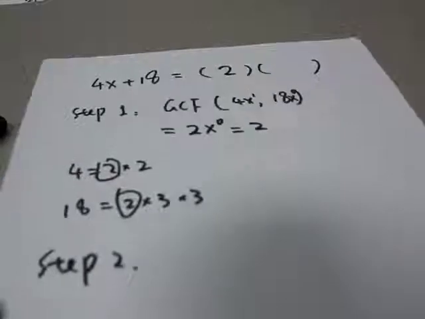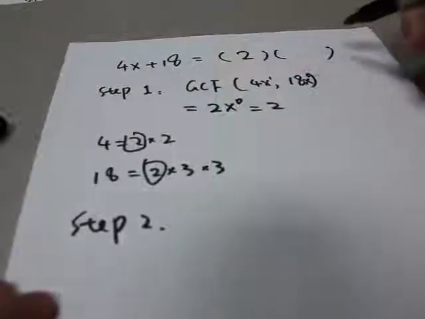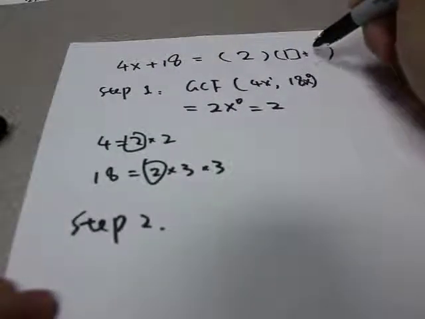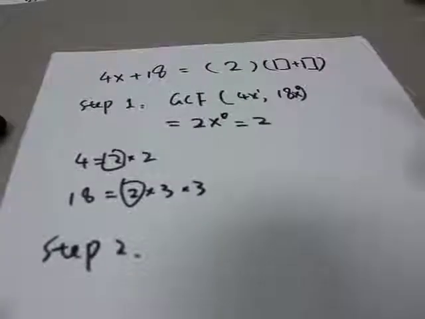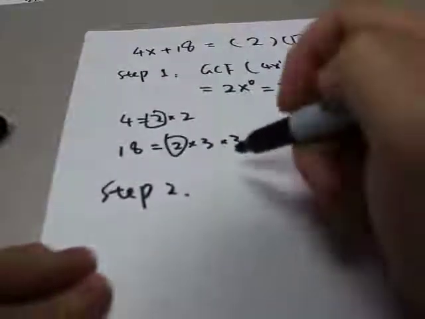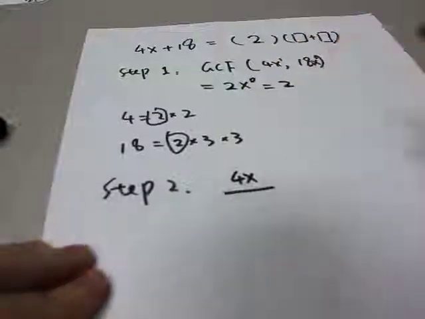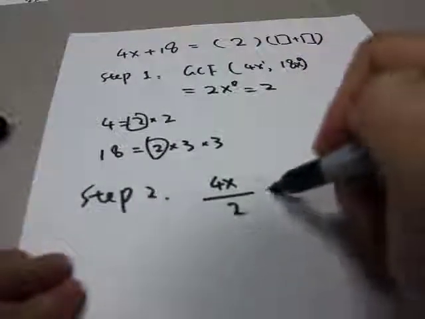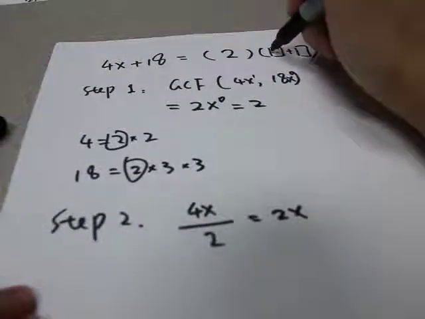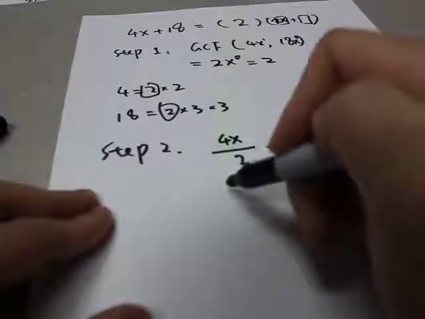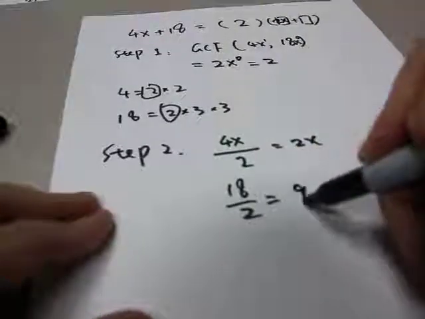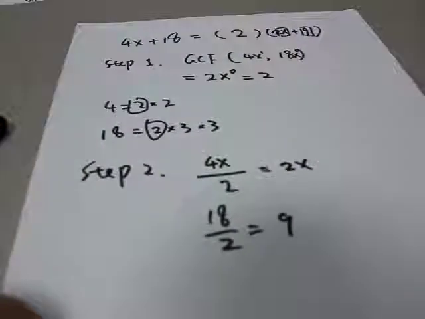So we put 2 here. Then we decide the second factor, and we know there are 2 terms, because initially we have 2 terms. So for the first term, we have 4x divided by 2, so it's 2x. And for the second term, we have 18 divided by 2, so that's 9.